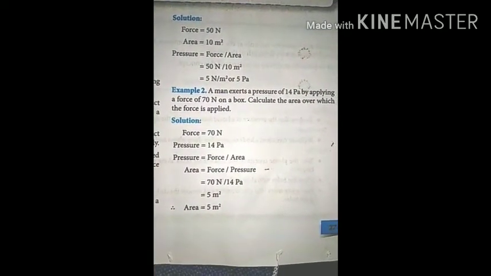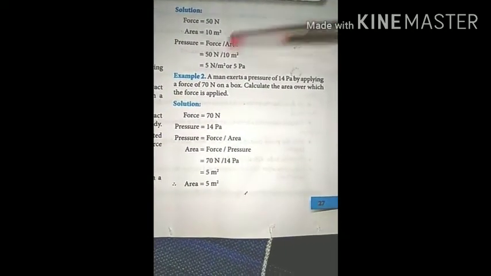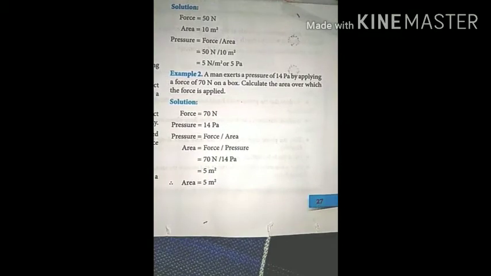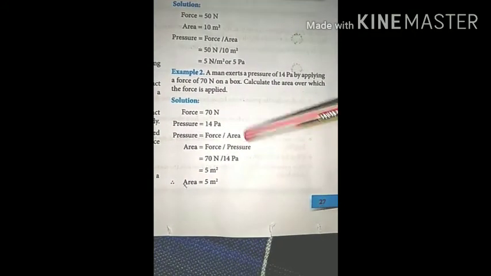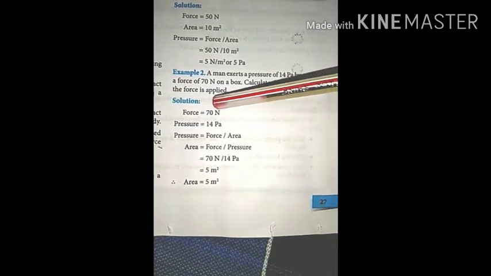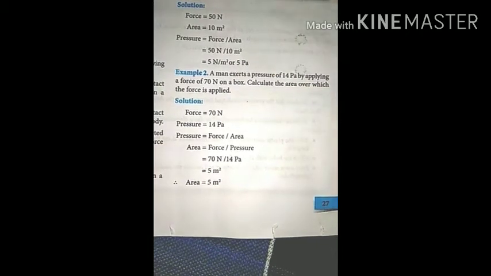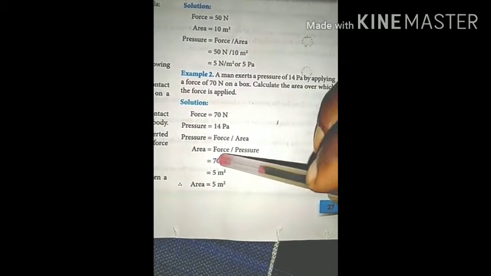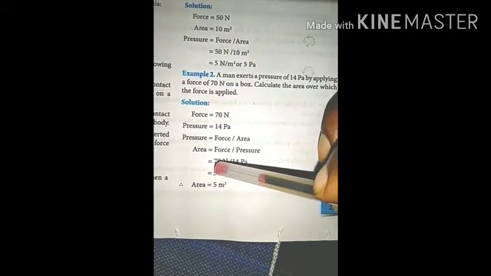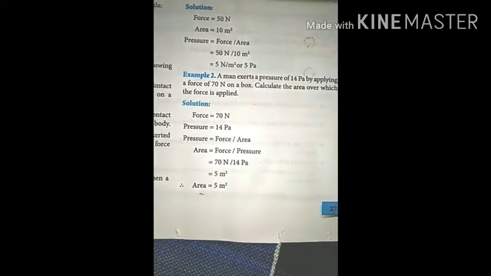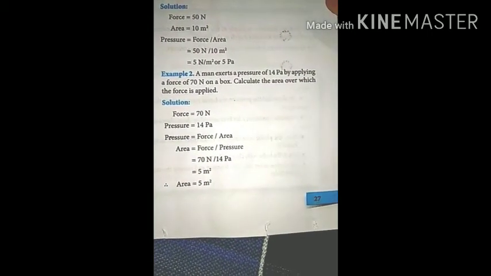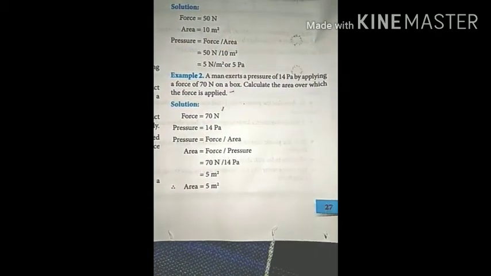A man exerts a pressure of 14 Pascal by applying a force of 70 Newton on a box. Calculate the area over which the force is applied. Here, it is given that force is equal to 70 Newton, pressure is equal to 14 Pascal. We have to find the area of contact. We know that pressure is equal to force by area. This implies that area is equal to force by pressure. So force 70 Newton by pressure 14 Pascal. Dividing 70 by 14, we get 5 meter square. Hence, the area over which the force is applied is 5 meter square.